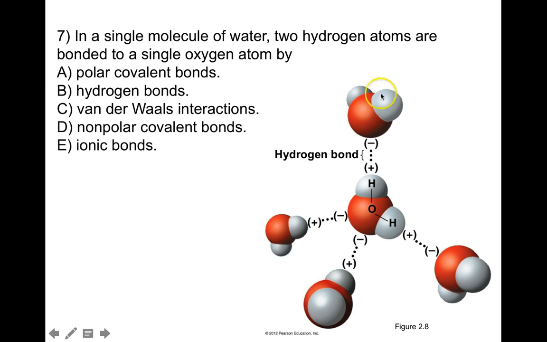In a single water molecule, how many hydrogen bonds are there? None. In a single water molecule, how many polar covalent bonds? There are two polar covalent bonds. Remember, in a single water molecule, there are no hydrogen bonds. Hydrogen bonds are between water molecules, or one polar molecule and another polar molecule. It has to be between polar molecules.